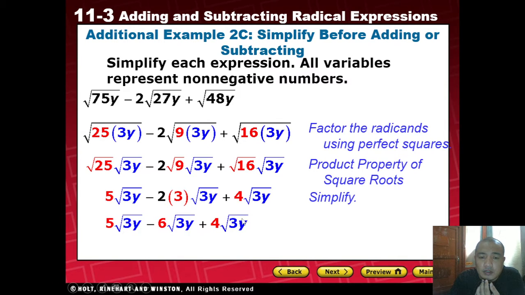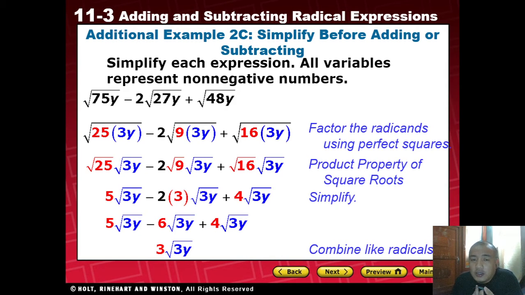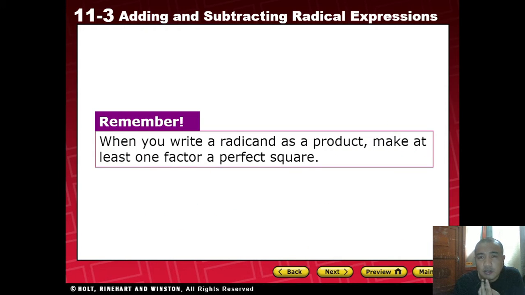Okay, so the terms are like radicals now, so we can now add or subtract the coefficients. 5 minus 6 is negative 1, plus 4 is 3. 3 square root of 3y. Combine like radicals. 3 square root of 3y is the final answer. So always remember, when you write a radicand as a product, make at least one factor a perfect square.